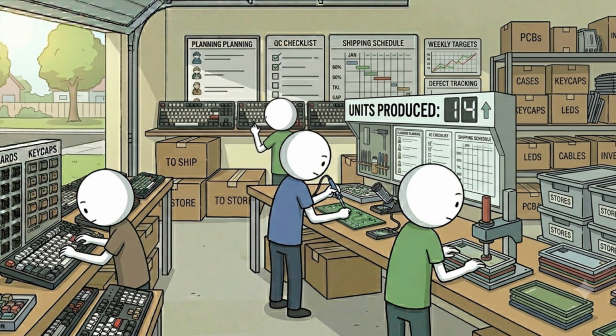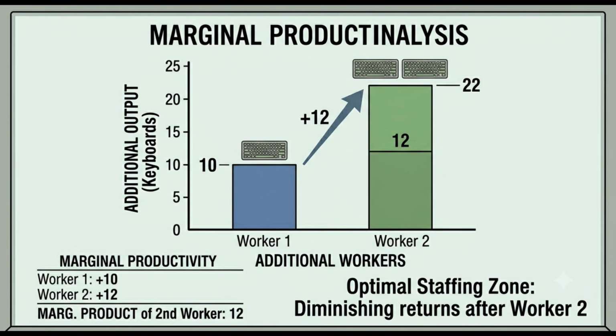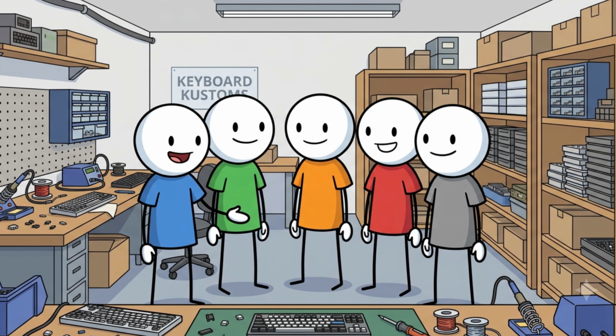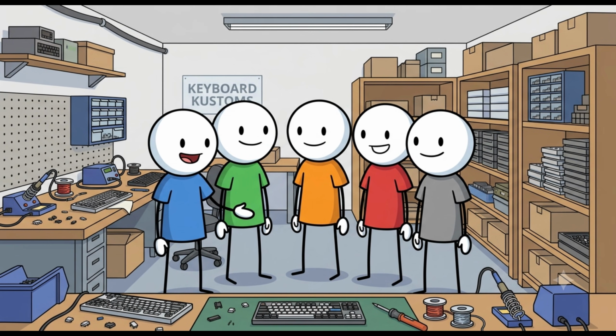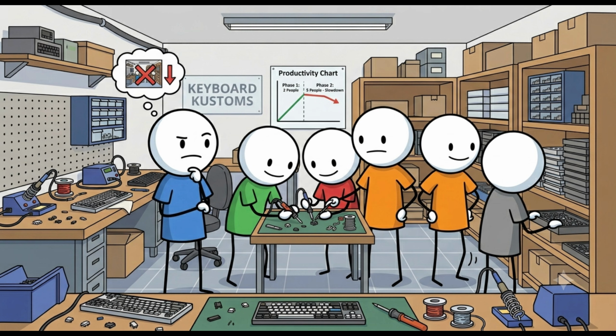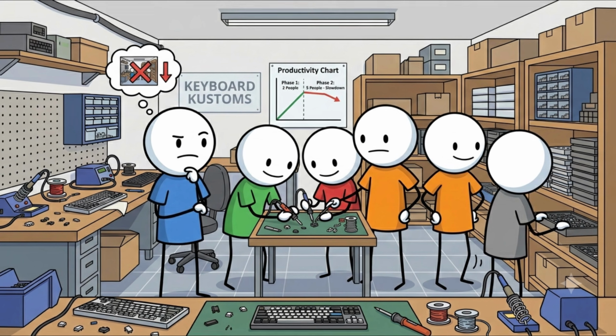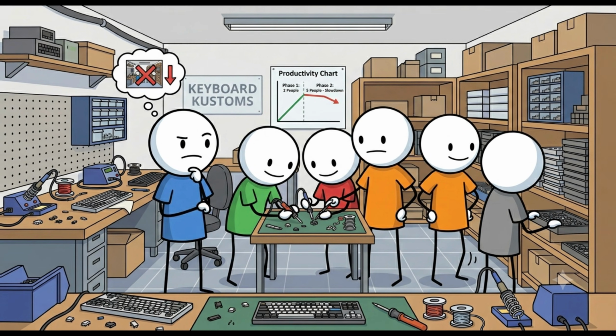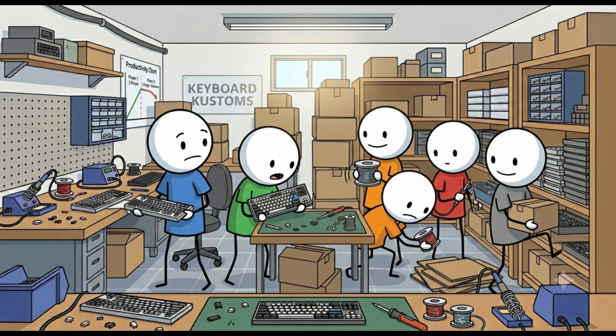When John hires his first assistant, his production jumps from 10 to 22. That means the marginal product of that second worker is 12 keyboards. Perhaps they worked well together, specializing in different tasks, one soldering while the other assembles the cases. However, as John continues to hire more people, a famous economic law begins to take effect, the diminishing marginal product.